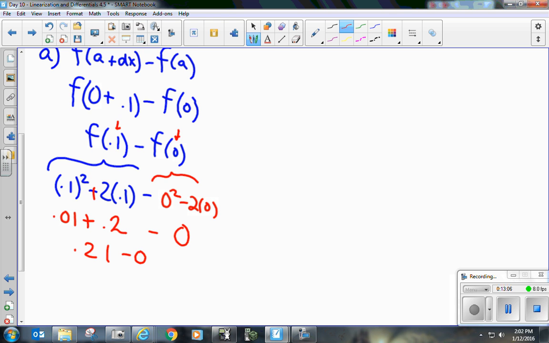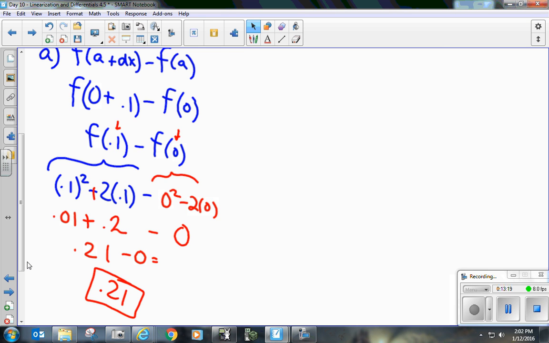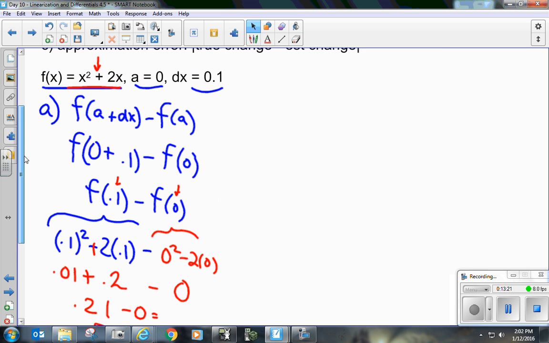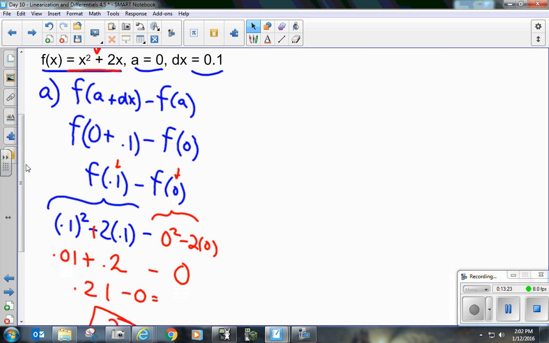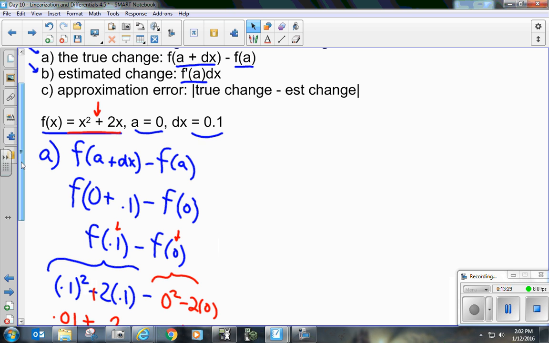0.21 minus 0. 0.21. That is the true change. 0.21. Good catch, Charlie. Okay? 0.21. Any questions on that? They give you the numbers to put in there, and you just put in the function. That's K. That is the true change.